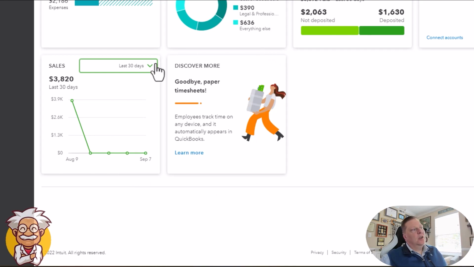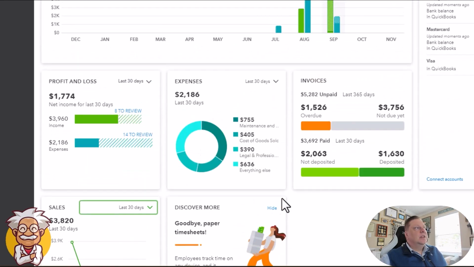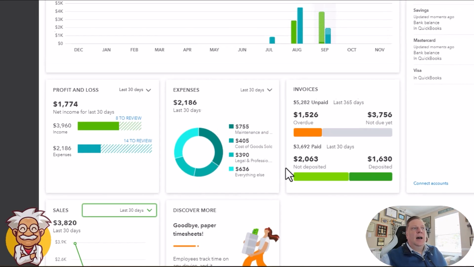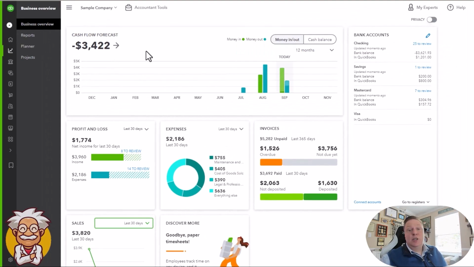And again, QuickBooks always puts over here to the right anything else that might help your company. You can always learn more clicking on it. If you don't want to see their little advertising, you can always hide it by clicking on the hide. So that's the business overview dashboard. Again, visually different than the Get Things Done.